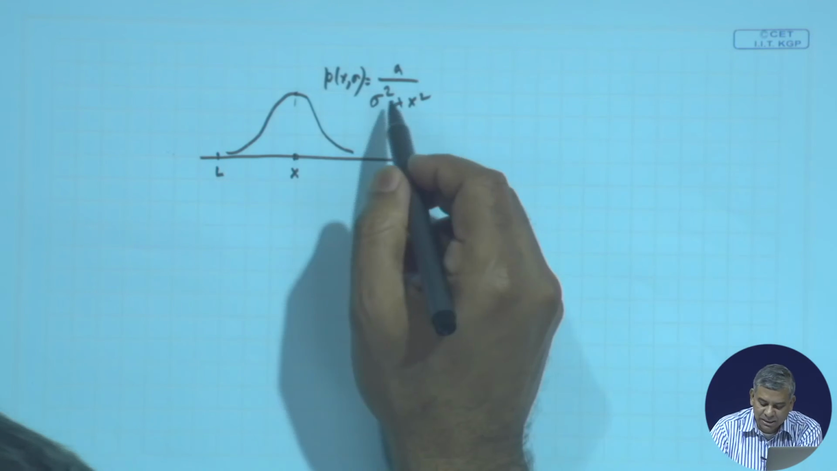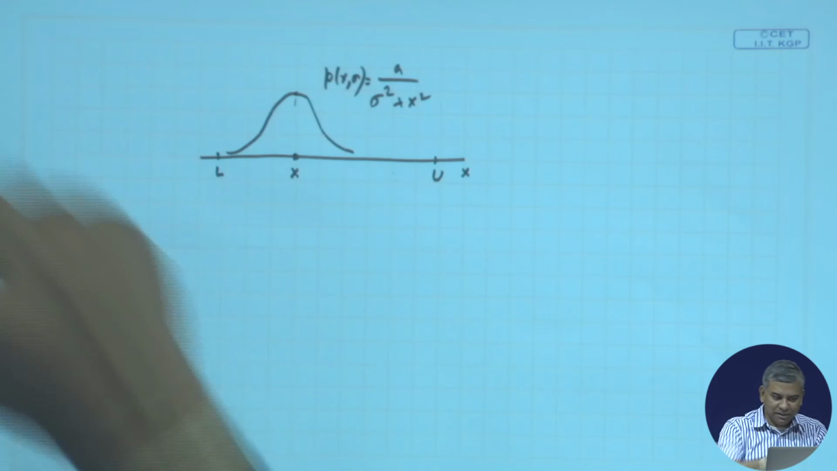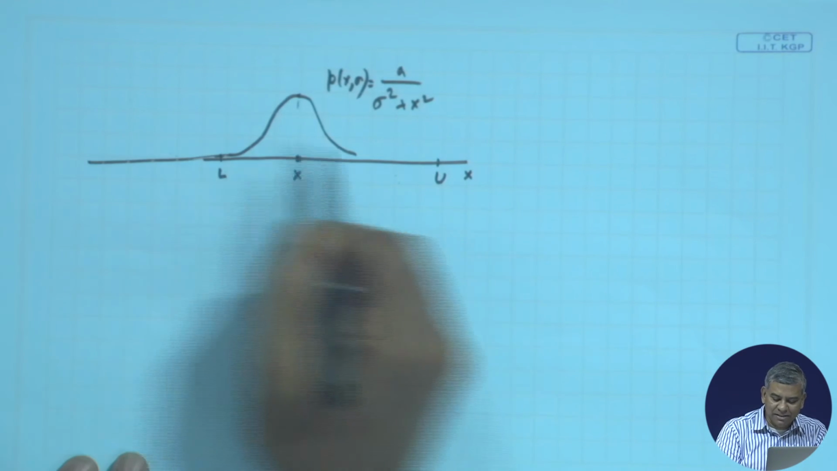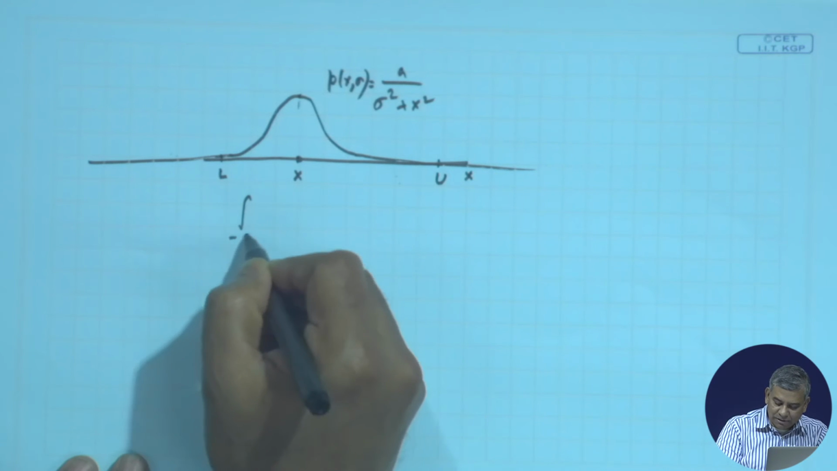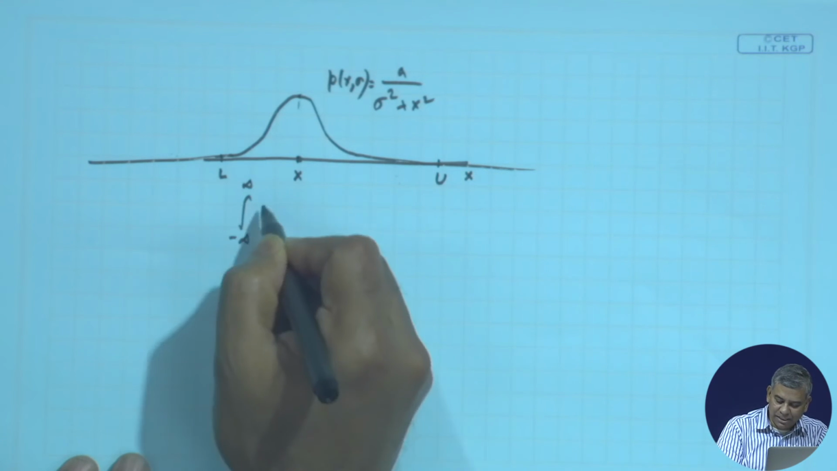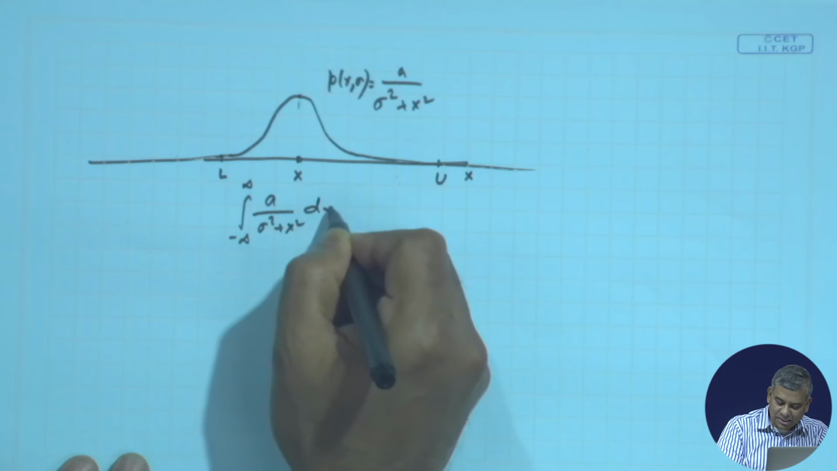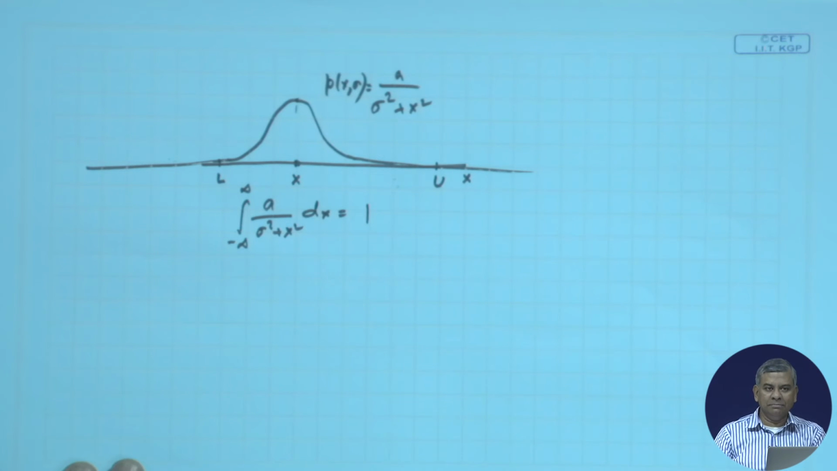If I tell you this is a probability distribution, what is the property that a probability distribution should have? Area under all possible x, that means cumulative probability should be 1. That's why I've given a hint here also. So this can go from x equal to minus infinity to x equal to plus infinity. You need to integrate this function, A over sigma square plus x square dx, from minus infinity to plus infinity, and it should be equal to 1. Can you solve this to find A?